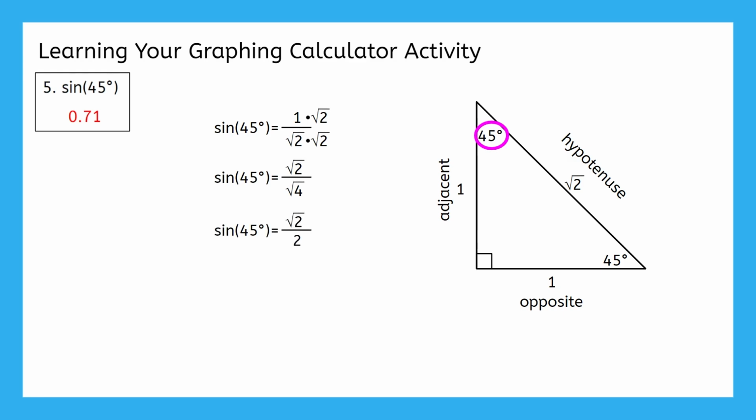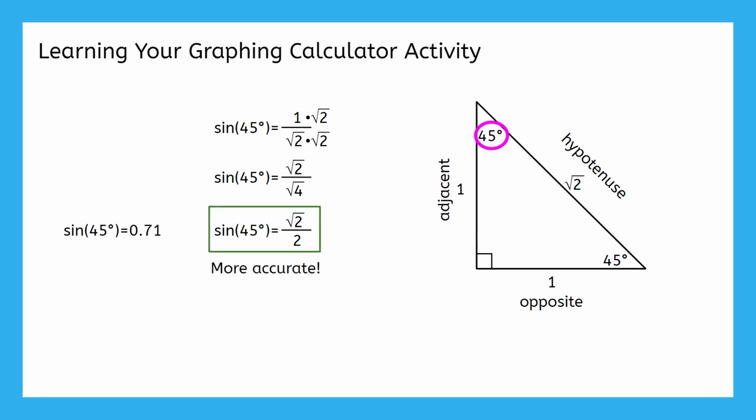Let's compare that in your calculator. If you calculate the sine of 45 degrees, you get your answer as a decimal. Which of these answers do you think is more accurate for the sine of 45 degrees? The decimal or the fraction with the square root? Root 2 over 2 is more accurate because we don't have to round it at all.